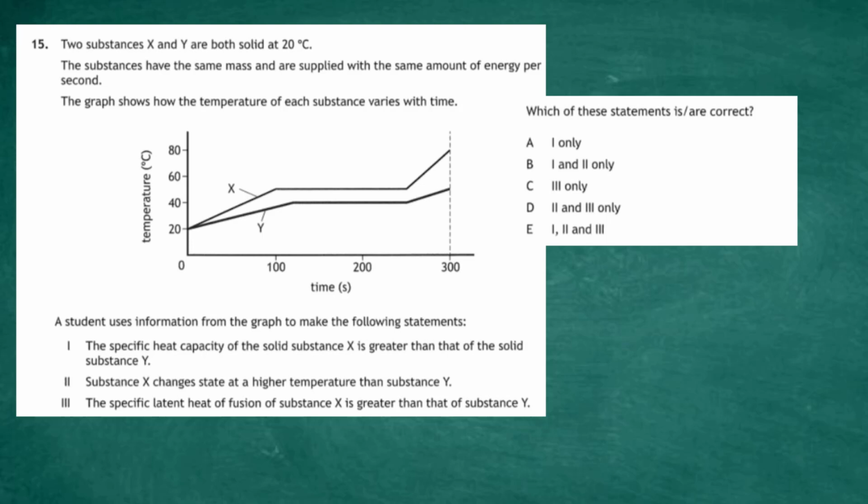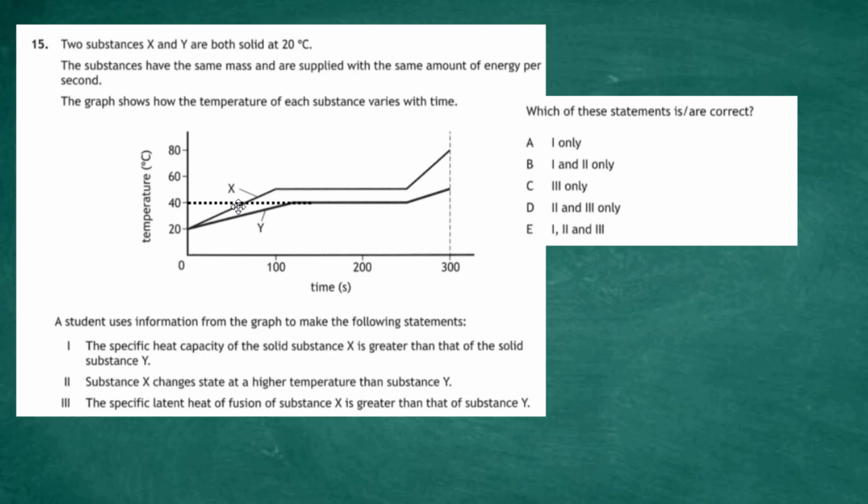Now let's look at the statements we have to prove false or true. The student uses information from the graph to make the following statements, and we'll go through them one at a time. Statement 1. The specific heat capacity of solid substance X is greater than that of solid substance Y. Now, to do this, we have to use some guides, and I would prefer to use little lines like this, because let's use a guide to say we're starting off at 20 degrees and we're going to raise the temperature up to 40 degrees.